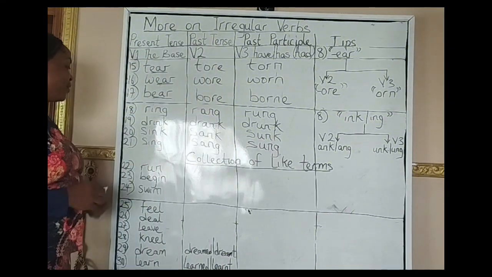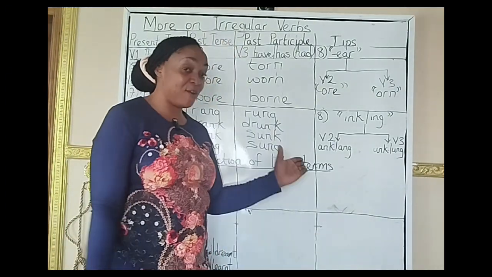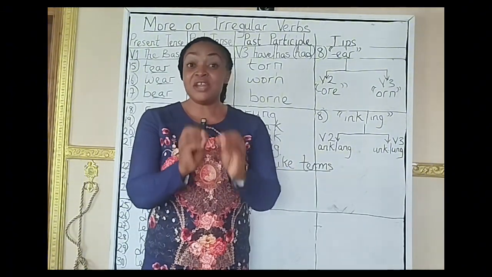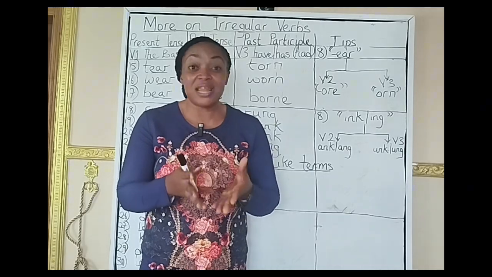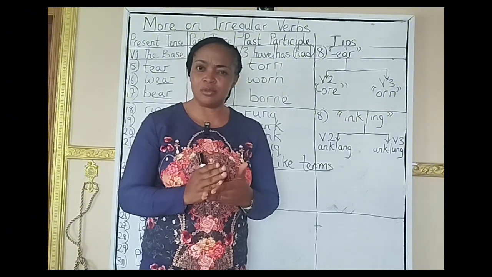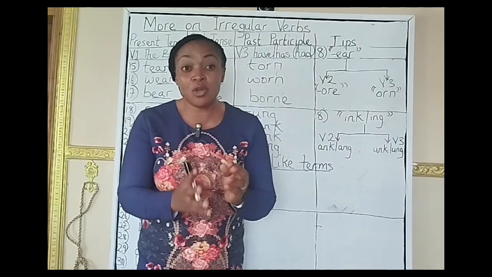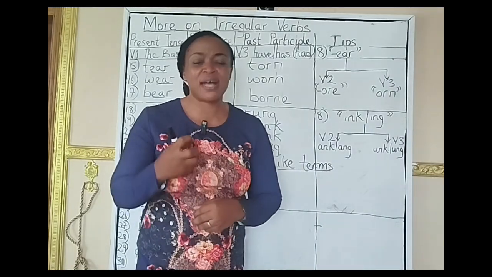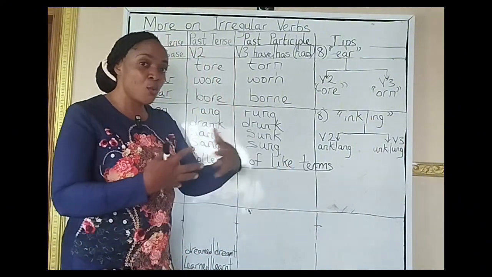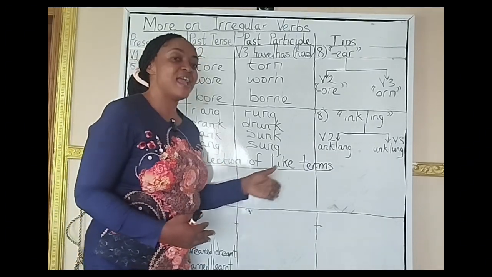All right, now I titled this place collection of like terms. You must be familiar with this in mathematics. We always collect like terms. Remember, irregular verbs are those verbs without the standard rules when it comes to the formation of the past tense and past participle. However, I am here to group them in such a way that you can follow the tips as a guide to form their past tense and past participle. So today, here, I called it collection of like terms. We're going to see verbs that have the same formation when it comes to the past tense and past participle.